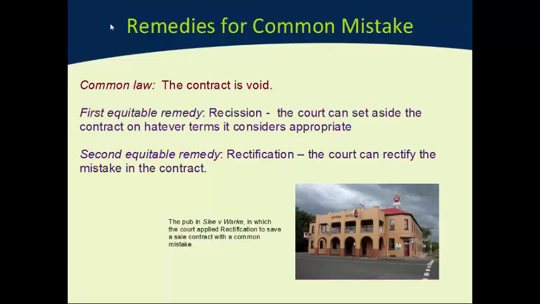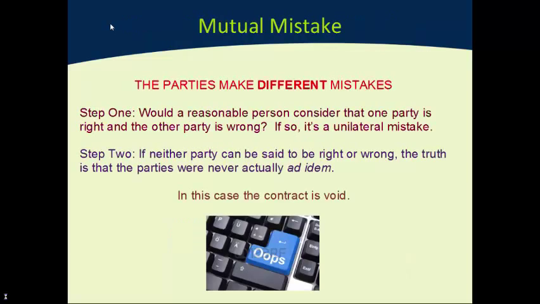Under some circumstances, there may be a common error in the contract, a common mistake in the contract, but the courts might be able to fix it. If the courts can fix it and allow the contract to go ahead, well, then everyone ends up happy. So that's what the court will do. All right, that's common mistake.